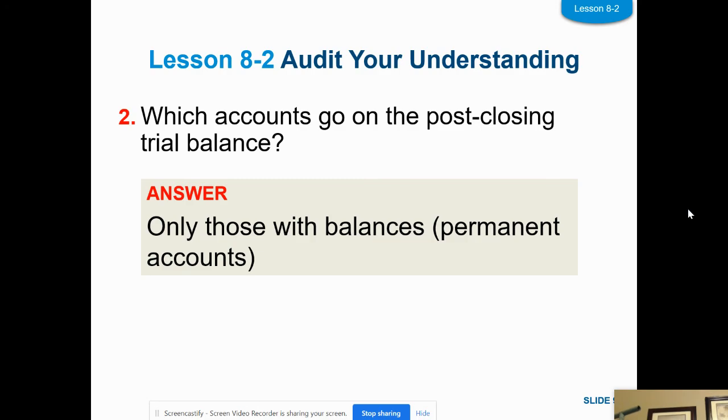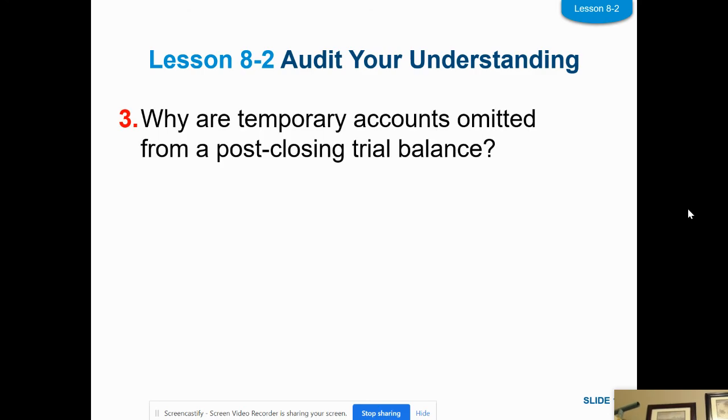Otherwise, like we said in the last lesson, if you let your sales account end up with a balance into the new period, how are you going to know what February's sales are if you don't start out with a zero balance? That would be a temporary account. Only the permanent accounts will show up on the post-closing trial balance.